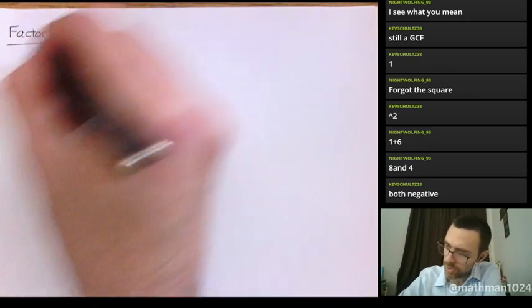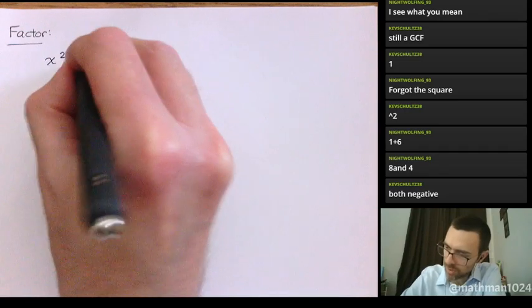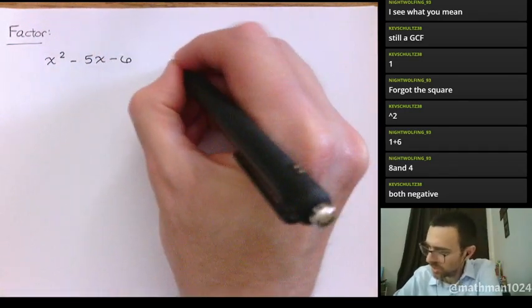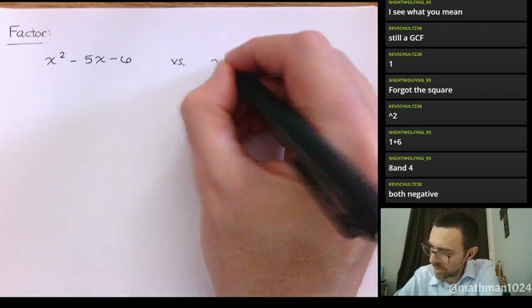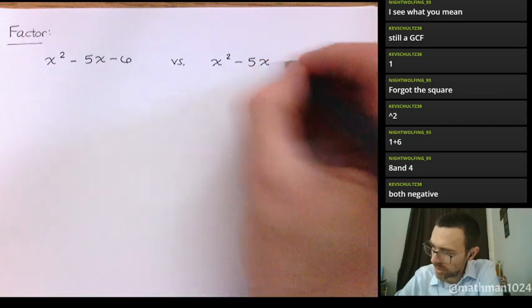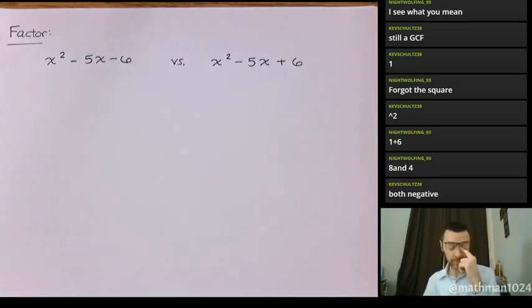All right, so I want you to compare x squared minus 5x minus 6 to x squared minus 5x plus 6. Okay, these guys are clearly different polynomials.